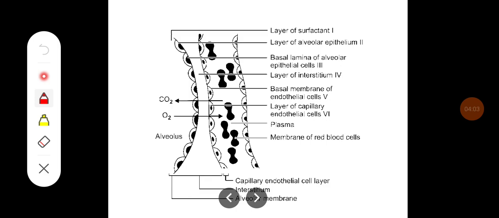From the alveolar membrane, this is the interstitium and this is the capillary endothelial wall. And through this, the exchange of gases usually occurs. In the alveolar membrane, you can see the layer of surfactant, then the layer of alveolar epithelium, then after that the basal lamina of alveolar epithelial cells, then the layer of interstitium, then the basal membrane of endothelial cells, then the layer of capillary endothelial cells, then plasma and RBCs.